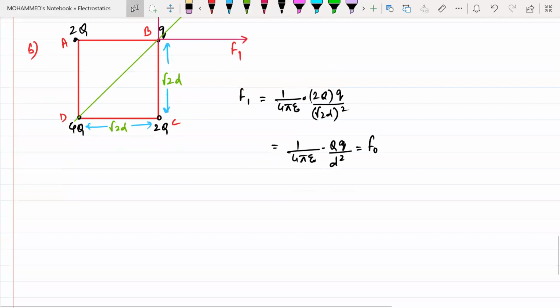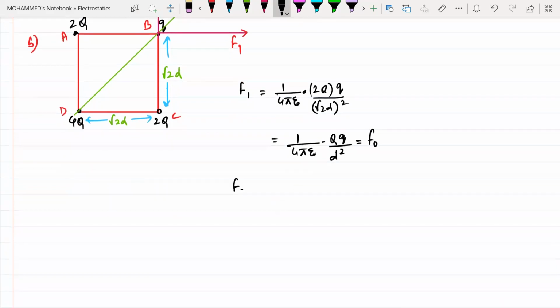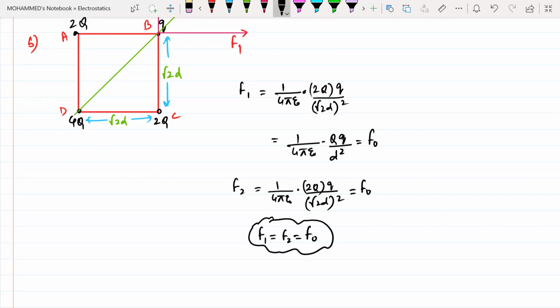The same way, F2 will be equal to how much, beta? F2 is also the same. It is 1 by 4 pi epsilon naught into 2 times of capital Q into small q. The distance between them is root 2 D, whole square. That is also equal to F naught. So both F1 and F2 are the same, beta. F1 and F2 will be equal to F naught.